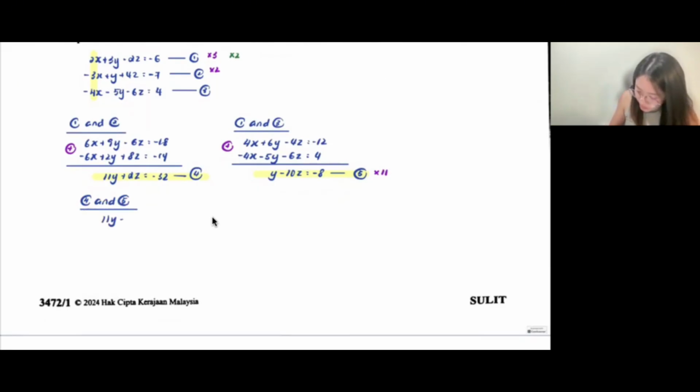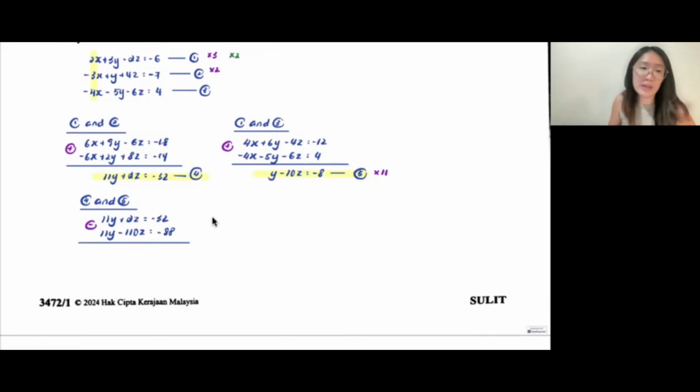Okay, 11y plus 2z equals negative 32. This one just copy. The other one, 11y minus 110z equals negative 88. Now for this one here, you have to subtract to eliminate y. So that will be positive 112z equals 88 minus 32, which is 56. So z, you will get 1 over 2. See, first answer come out already.